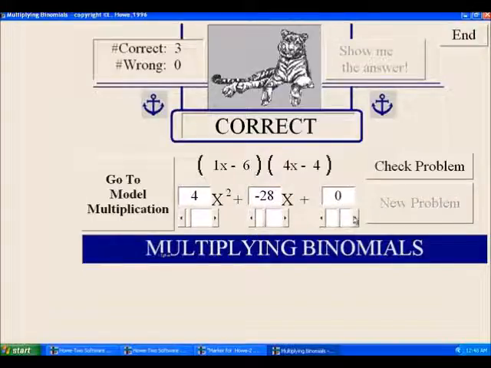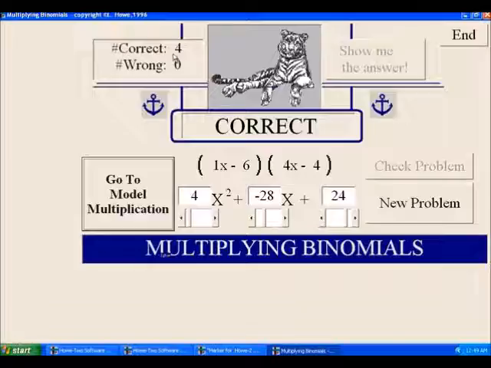And last times last is plus 24. Check, we win. Now over here we have go to model multiplication. We've had a situation in the educational community where some people think that you could understand the multiplying of these two binomials together if we modeled these things using manipulatives. Unfortunately, they are kind of expensive.